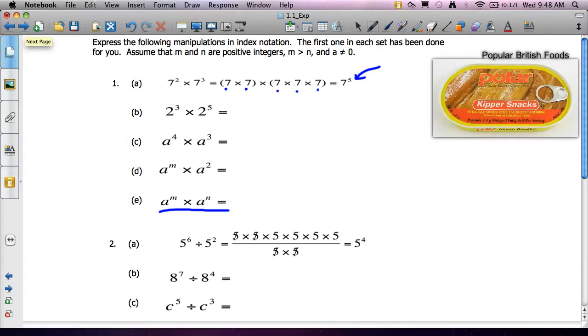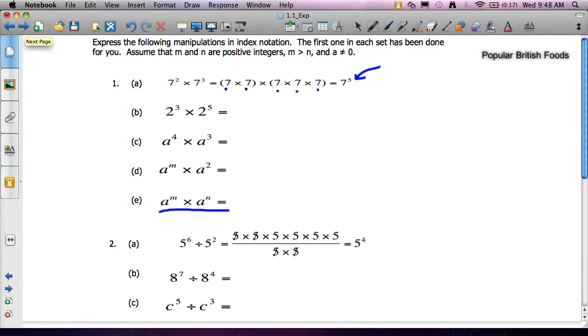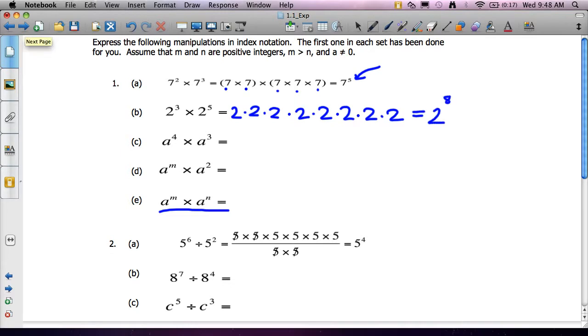So then if I wanted to take 2 to the third times 2 to the fifth, that means I have 3 2's being multiplied by 5 2's. 4, 5, 6, 7, 8. And that gets me 2 to the power of 8. Then if we take a look at a to the fourth times a to the third, again, 1, 2, 3, 4 times 1, 2, 3, and that's a to the seventh.